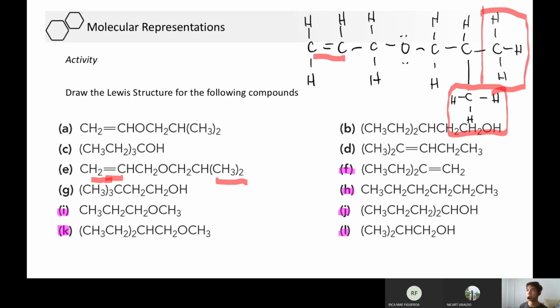Nasundan nyo naman ba? Kaya na magsagot ng ibang items? Or may questions? Kaya pa naman, no? Ay, nagsasagot na ata kayo. Sige. So, siguro I'll give you 5 minutes to write the answers for the letters F, H, I, J, K, L. Tapos papakita nyo ulit, kakamera nyo na lang.